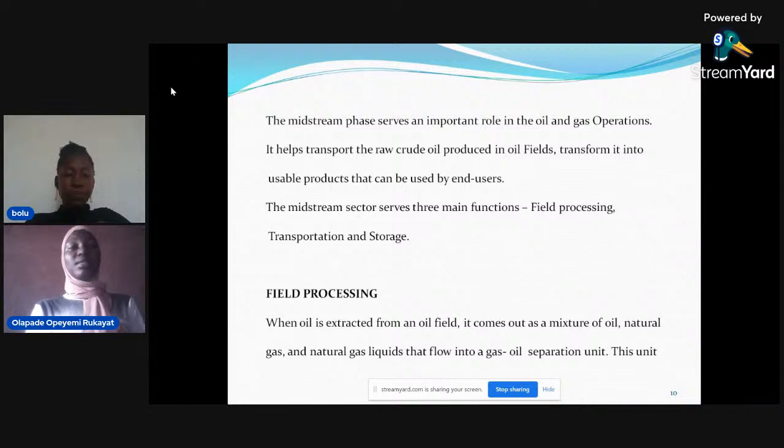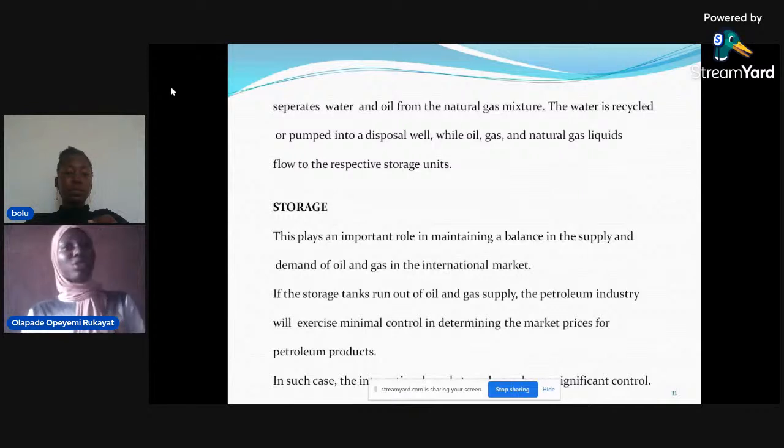Now, for the field processing, when oil is extracted from an oil field, it comes out as a mixture of oil, natural gas, and natural gas liquid. But this can't be used, so they need to separate it, right? This unit separates the water and the oil from the natural gas mixture, and the water can be recycled or pumped into a disposal well, while the oil, the gas, and the natural gas liquids flow to their respective storage units. So that's what happens in the field processing.